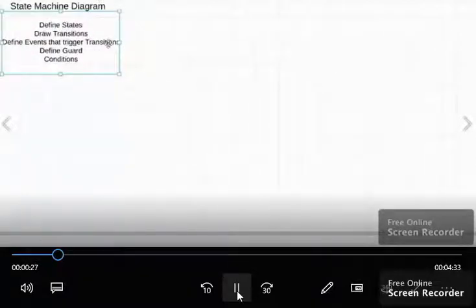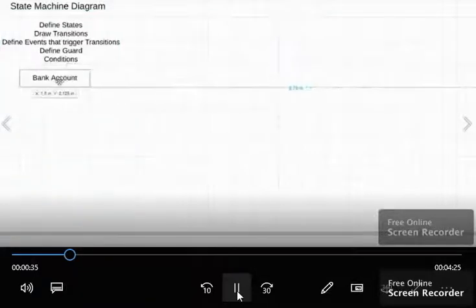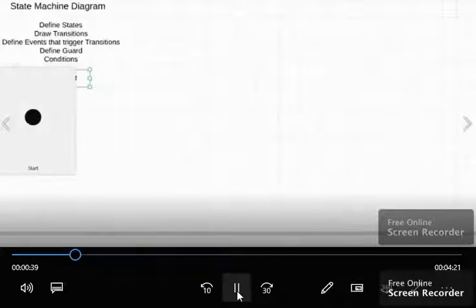So in today's tutorial we'll be first defining the states. We learn how to define the states. Second we'll draw transitions, define events that trigger transitions, define guard conditions. We'll be taking the example of bank account.